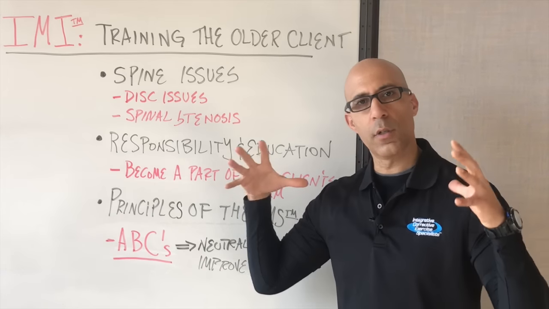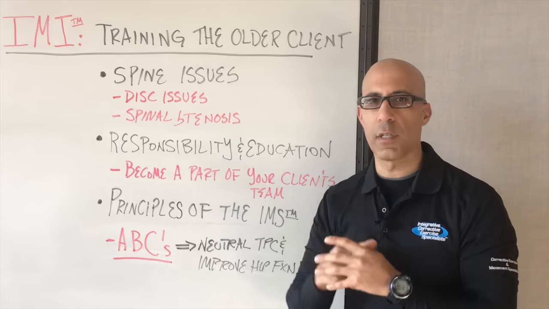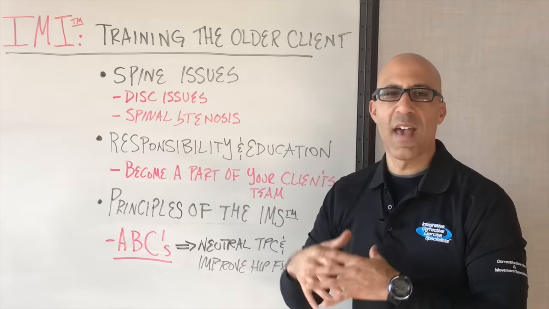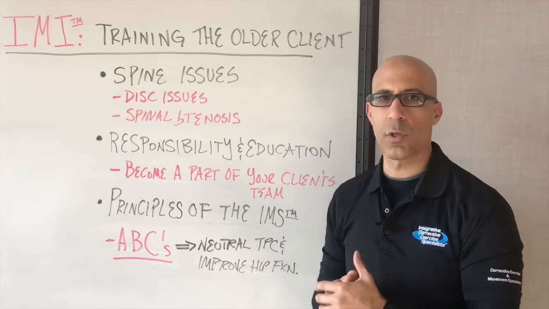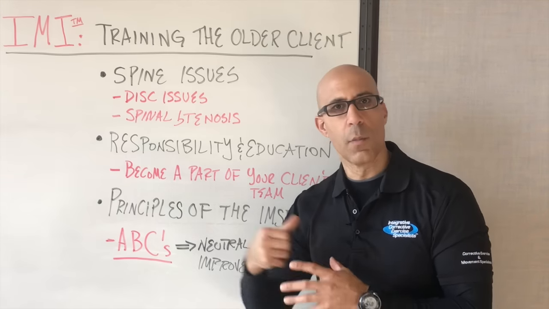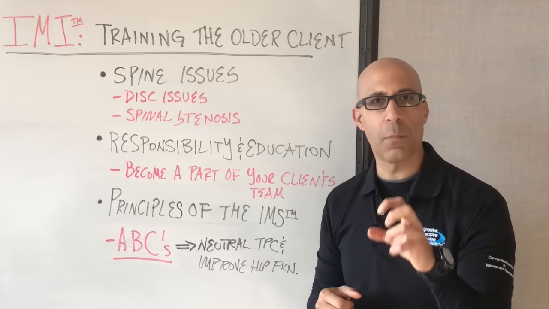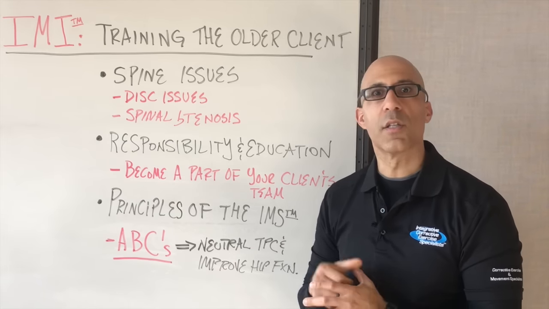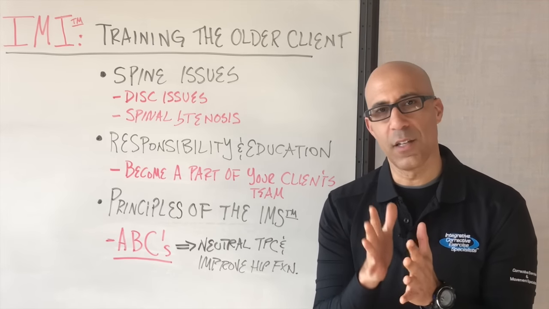If you took 1,000 individuals between the age of 50 and 70 and MRI'd their low back, you're likely going to find things like disc bulges, herniations, arthritis, spinal stenosis, bone spurs, things like that. Not everyone will have pain, problems, and/or dysfunction. Some of them will. And that's why it's so important to look at your client as an individual.